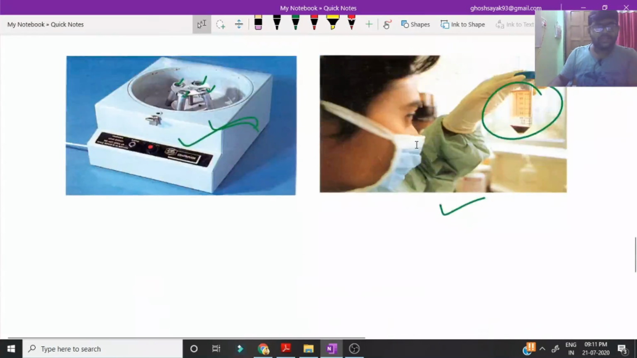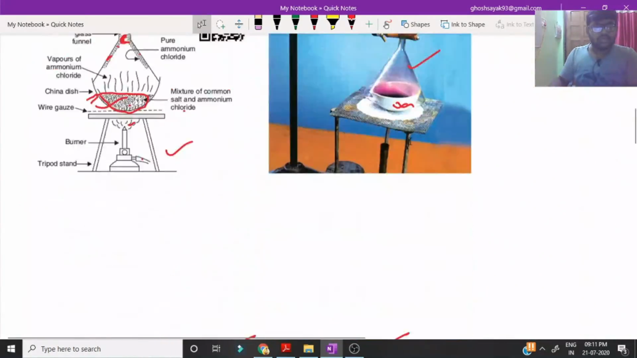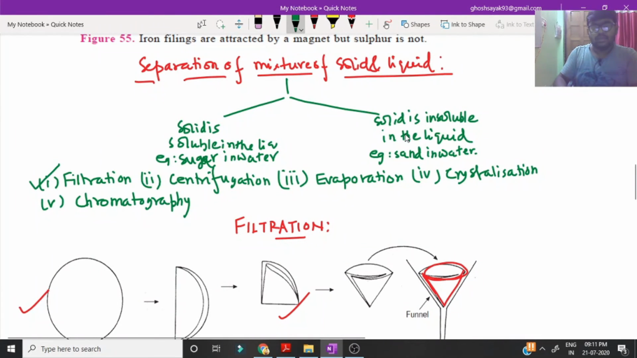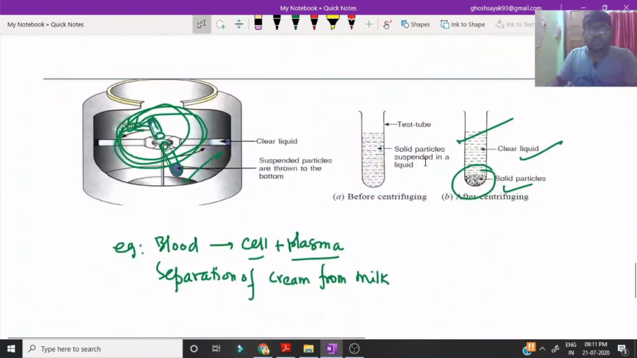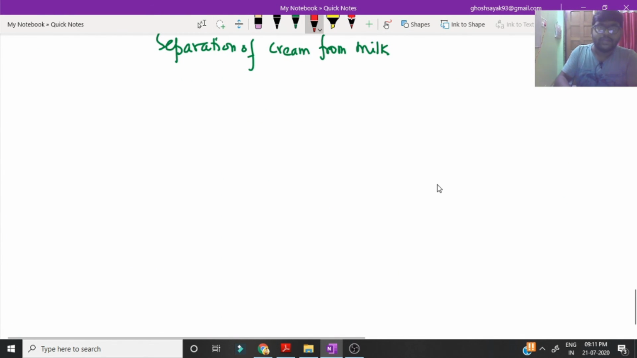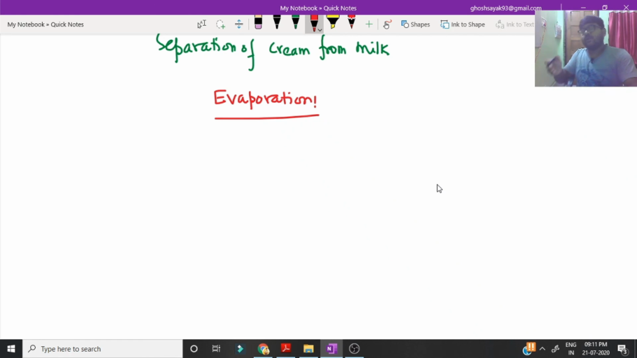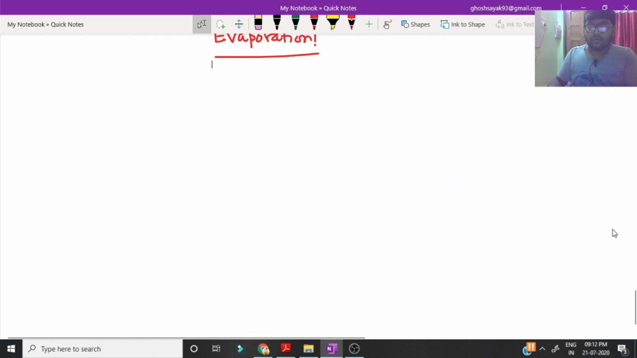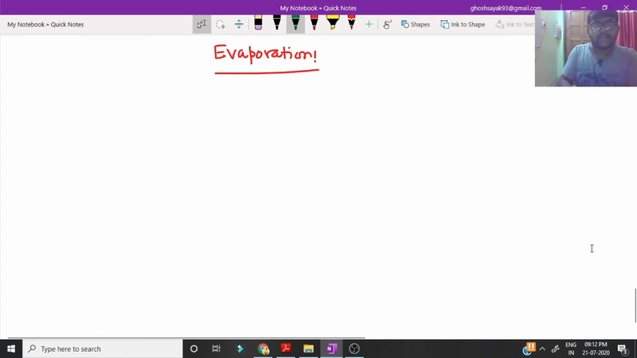Now one more technique is there, the third technique, which is the process of evaporation. We have done filtration, we have done centrifugation. Now the third process, we call it evaporation. We all know what evaporation is, right? So we have to understand how we can apply the technique of evaporation to separate the components from the mixture.